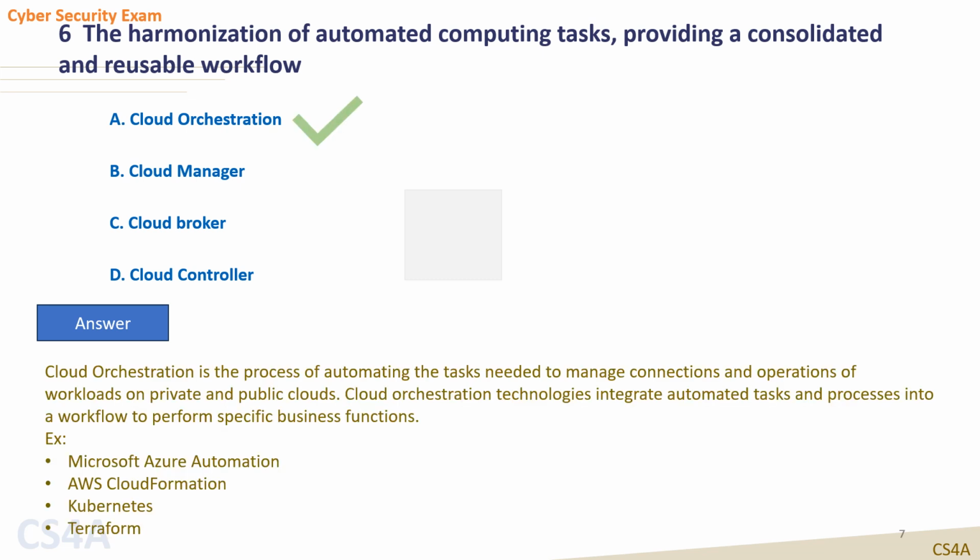Examples of cloud orchestration are Microsoft Azure Automation, AWS CloudFormation, Kubernetes, and Terraform.